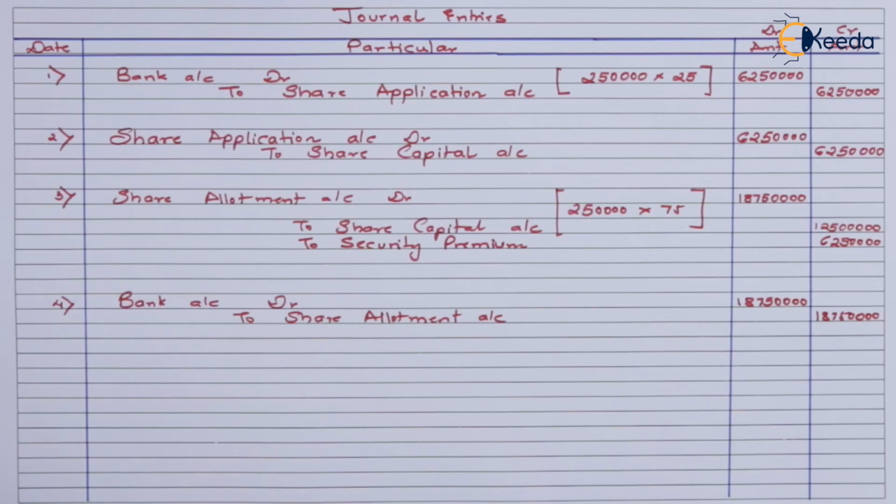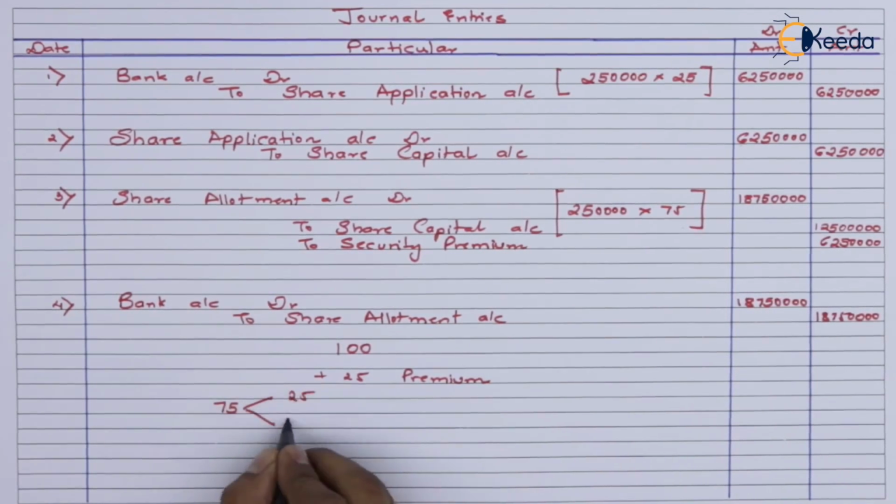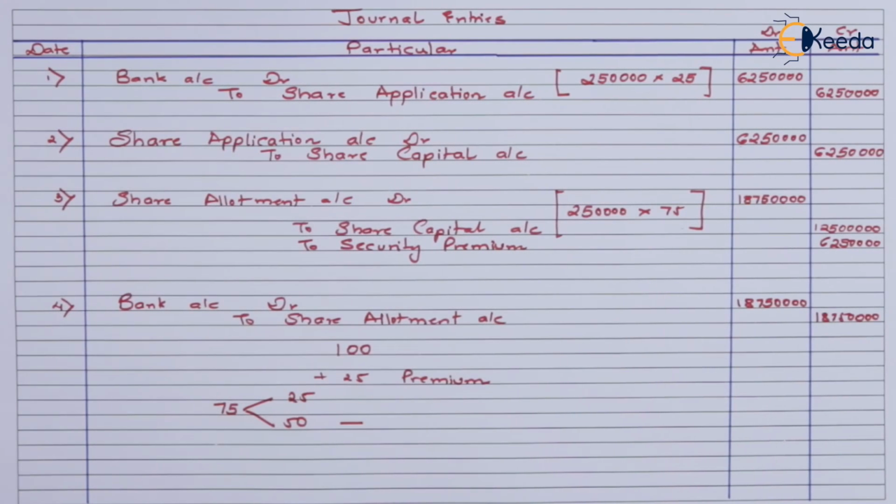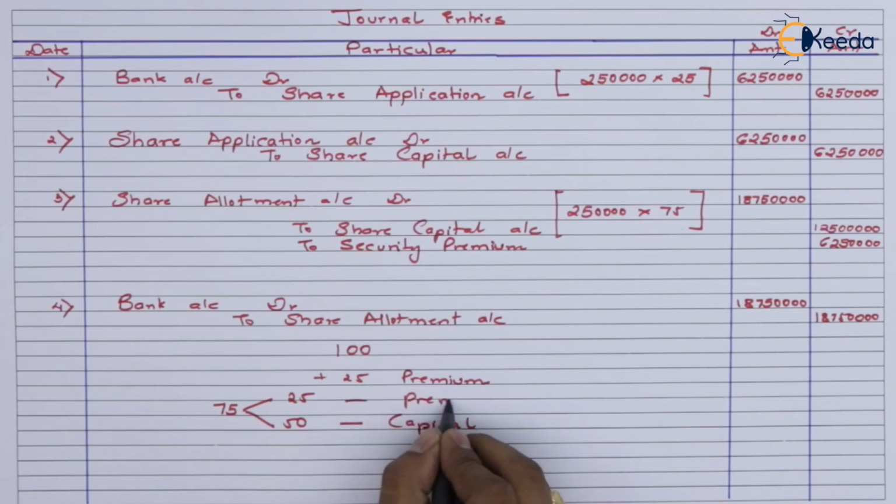The last part that I'm going to show you here is the bifurcation of the allotment money. If the face value is 100, on that we have to add 25% as premium. That means 25 rupees will be the additional premium. Now, this premium is included in the allotment money of 75 rupees. So the 50 refers to the capital that will be transferred to the capital account, and the balance 25 rupees out of 75 is the premium amount.